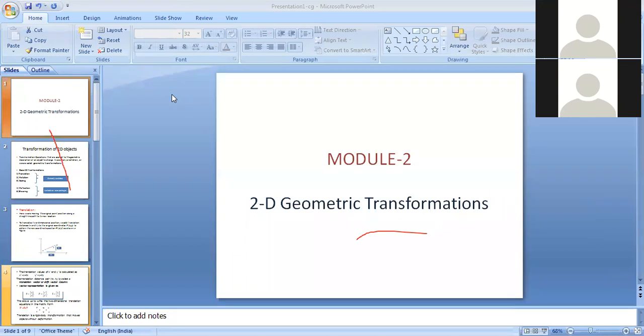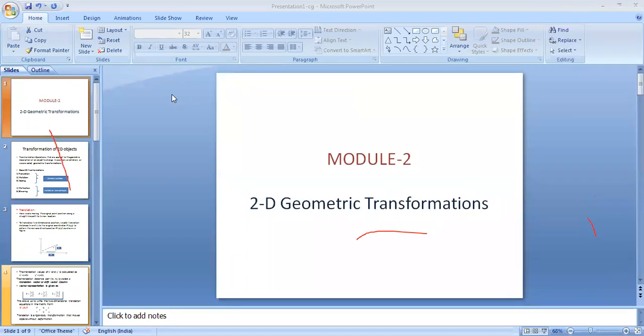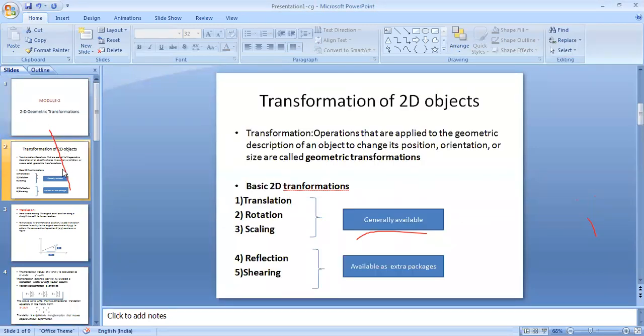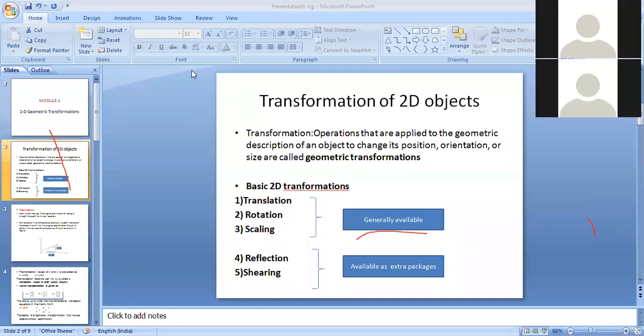So now, what do you mean by transformation? Here we will first go with the transformation of 2D objects, and then we will go with the transformation of 3D objects. So first we shall know what we mean by transformation.